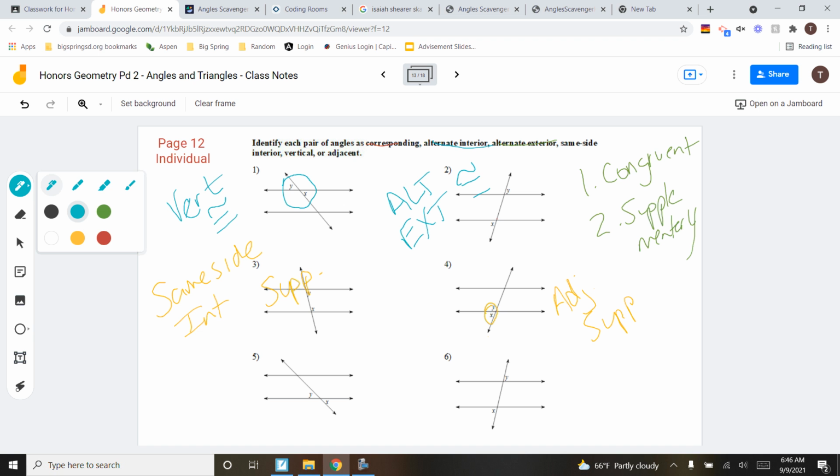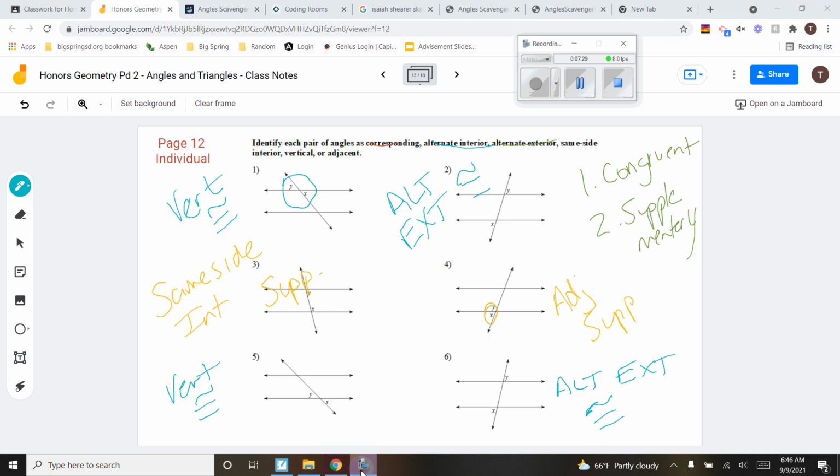And number five, again, vertical. Those would be congruent. Number six is like number two. Those are alternate exterior, and those are congruent. Sorry for that weird symbol. All right, so hopefully that helps with that.